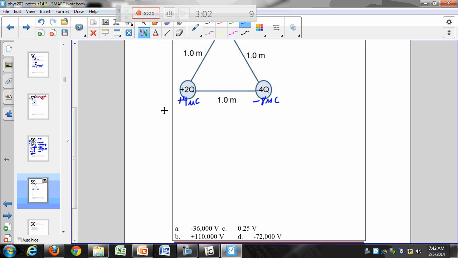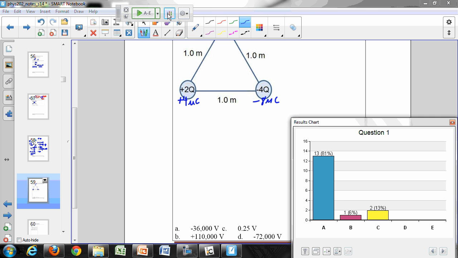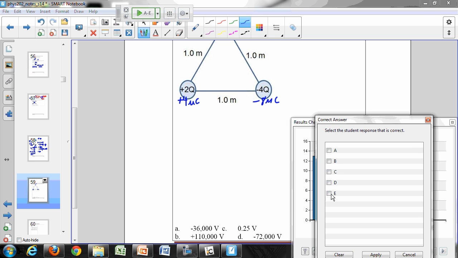About 15, 20 more seconds. Try to wrap it up. Stop at 3:30. That's about 8 more seconds. Just guess if you don't know, or ask your neighbors. 3:30. Right, ask your neighbor. A is right. Very good.